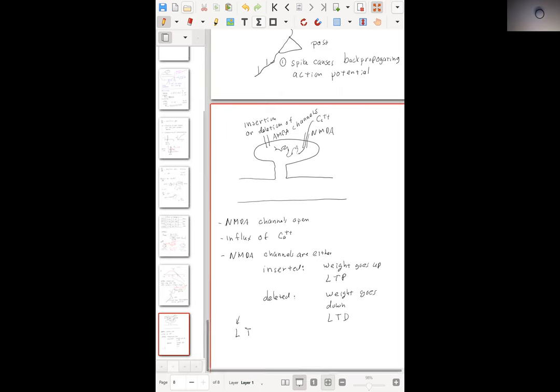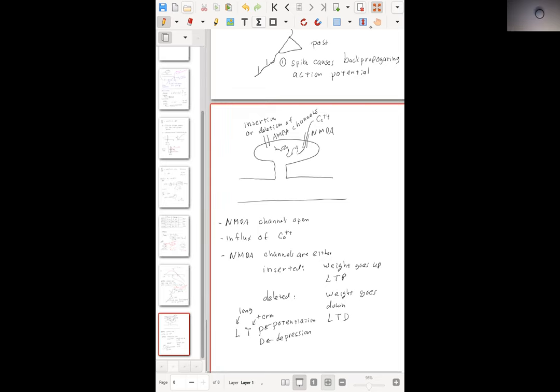So the L is long, the T is term, and then P is potentiation, and D is depression. If you hang around neuroscientists, you'll hear long-term potentiation, LTP and LTD. I'll say these things all the time, and it refers to strengthening and weakening of channels. Okay, so let's take about a 5-minute break, and then I'll come back and we'll talk about the effects of plasticity.